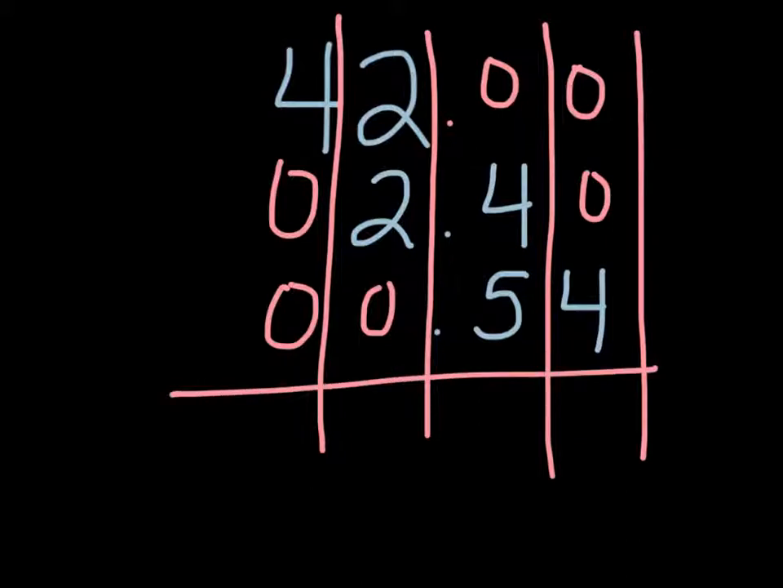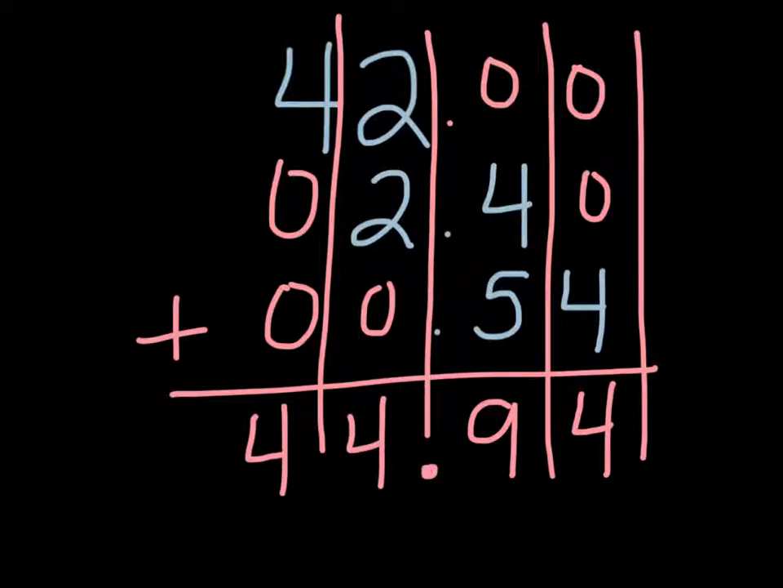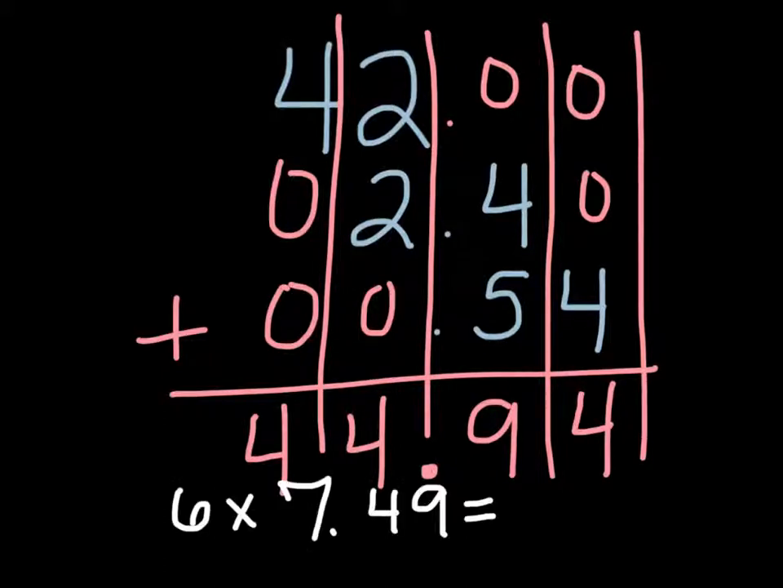Okay, so I'm going to add up all my partial products together. And I get an answer of 44 and 94 hundredths. So taking that back to the original problem, which is 6 times 7 and 49 hundredths, my answer will be 44 and 94 hundredths.